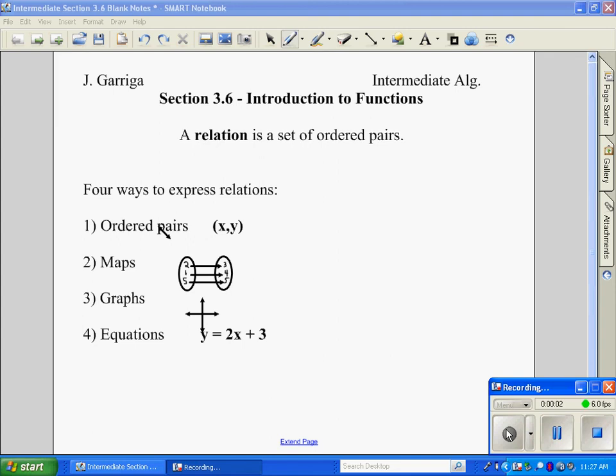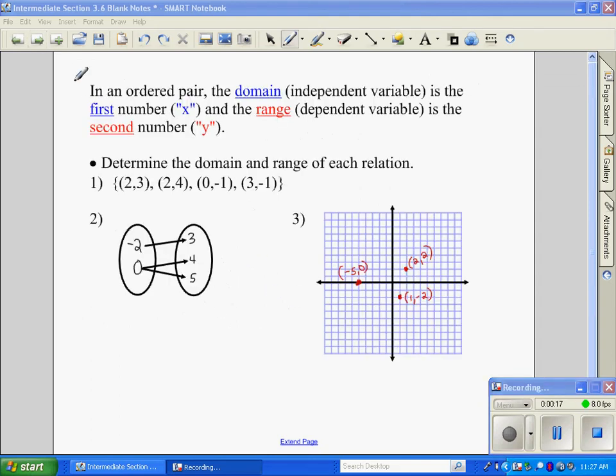Section 3.6 is an introduction to functions. And first we start with a relation, which is just a set of ordered pairs, and it can be represented with an ordered pair, a map, a graph, or an equation. The next concept we talk about is our domain and range, and if you take a minute to read this definition, pause it and read.